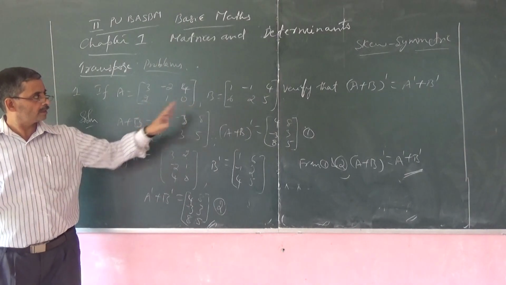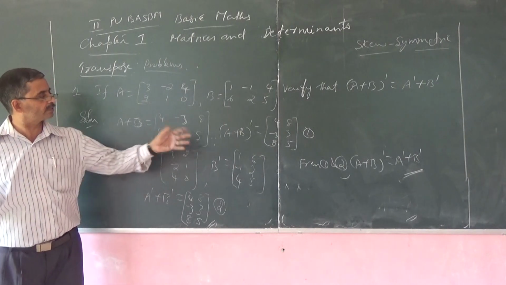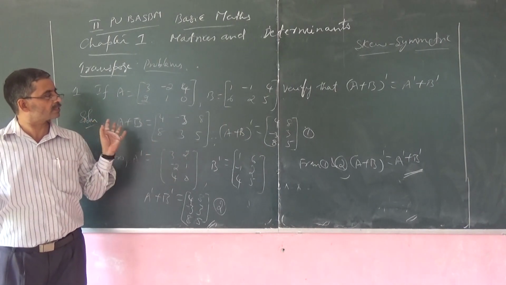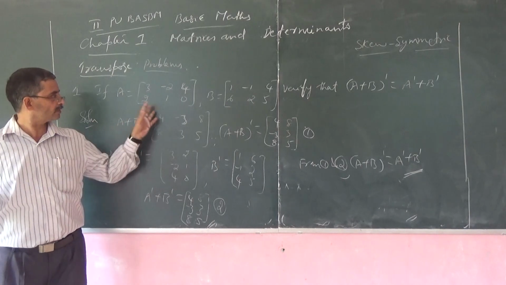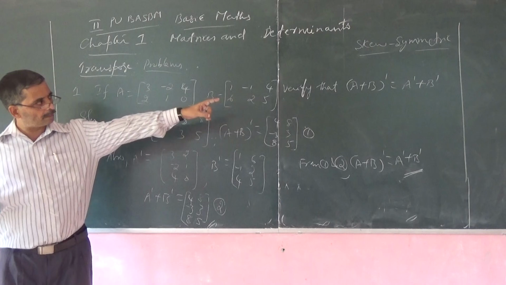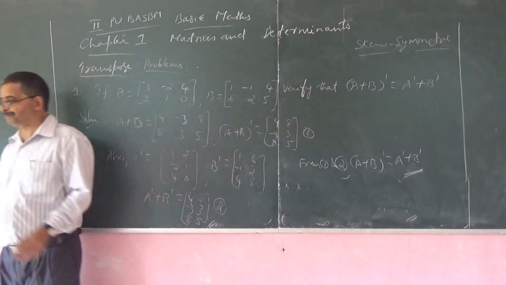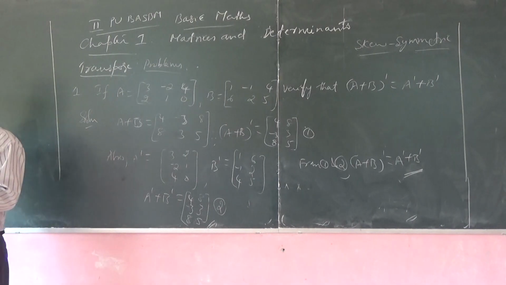Just apply what is transpose, addition, scalar addition. So addition, you know. Then simplify. That's all. Addition of matrices, transpose of matrices. Apply them, simplify. So we'll get (A plus B) whole dash equal to A dash plus B dash. Next one.